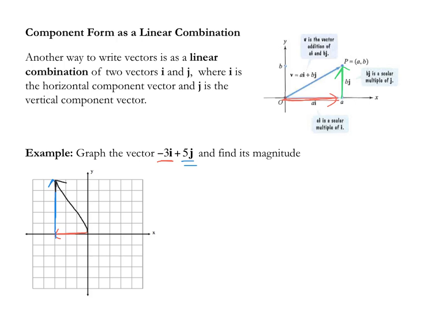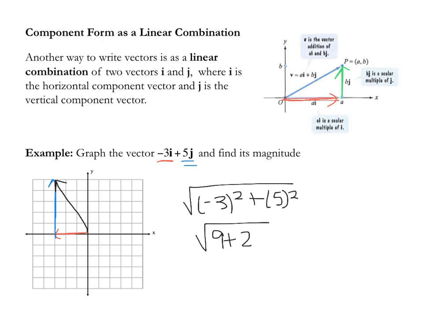It also asks you to find the magnitude, which again, this is just finding the hypotenuse. So we're just going to use Pythagorean theorem. It's going to be the square root of negative 3 squared plus 5 squared, square root of 9 plus 25, which is the square root of 34. I can't simplify it, so I'll leave it, but if it is a vector or a radical that can be simplified, you should simplify it.